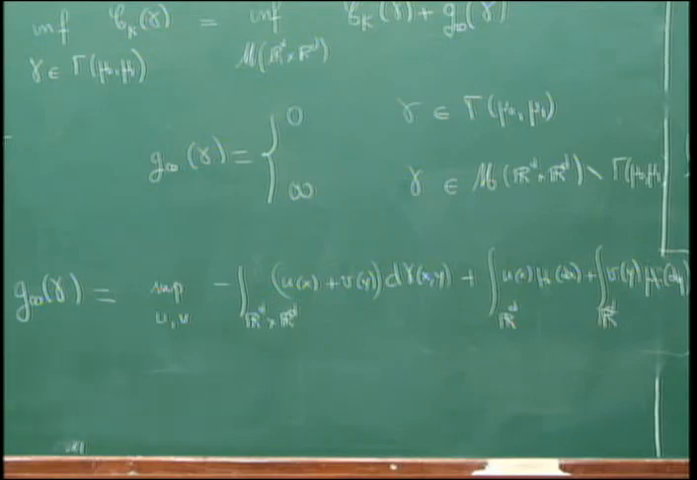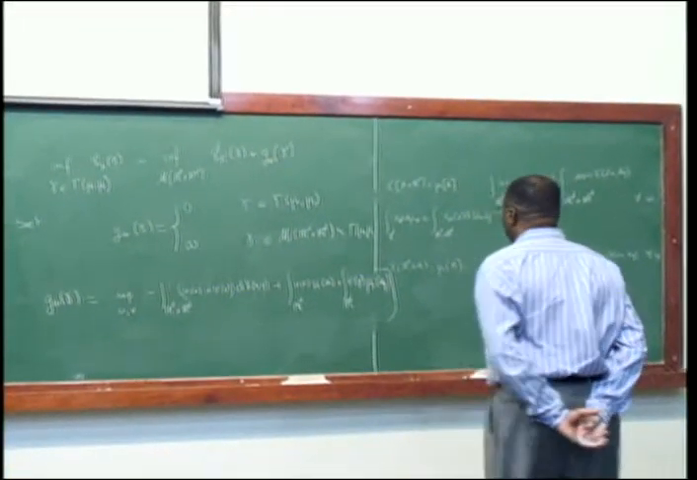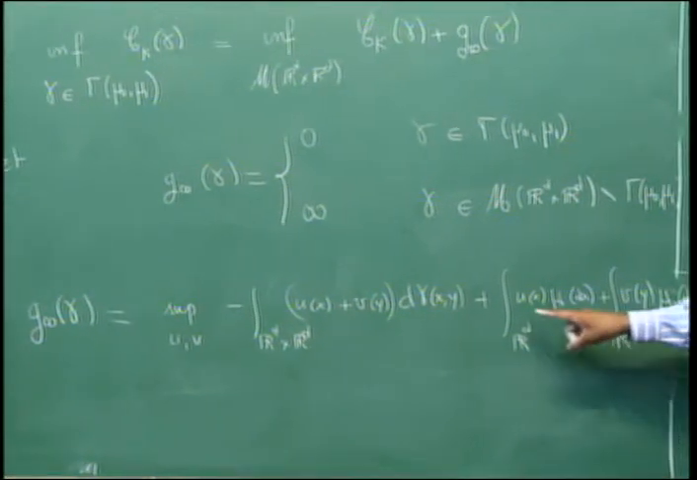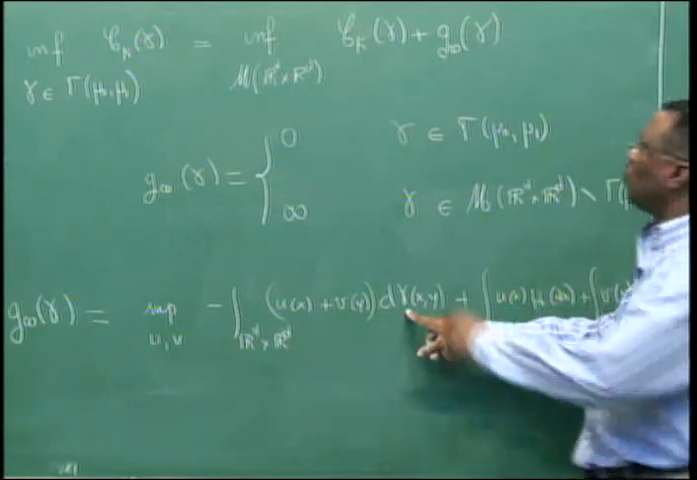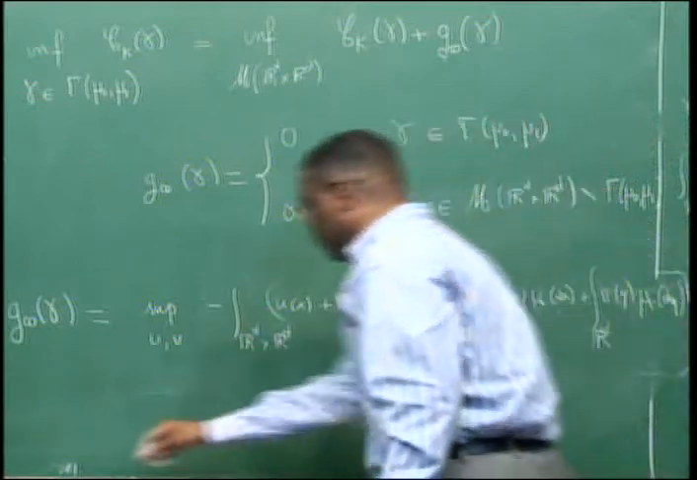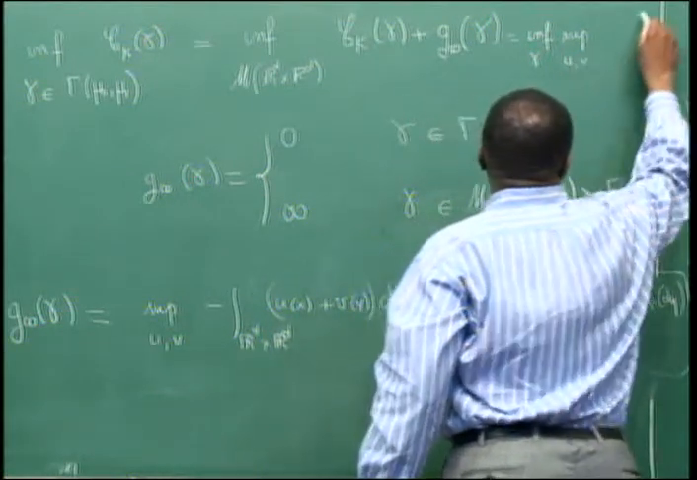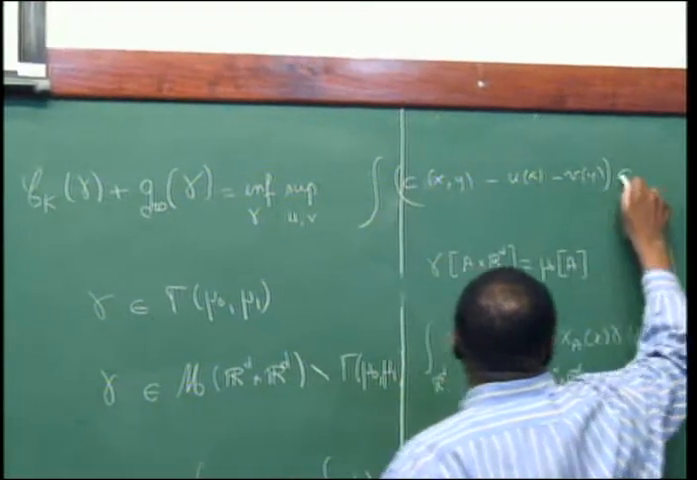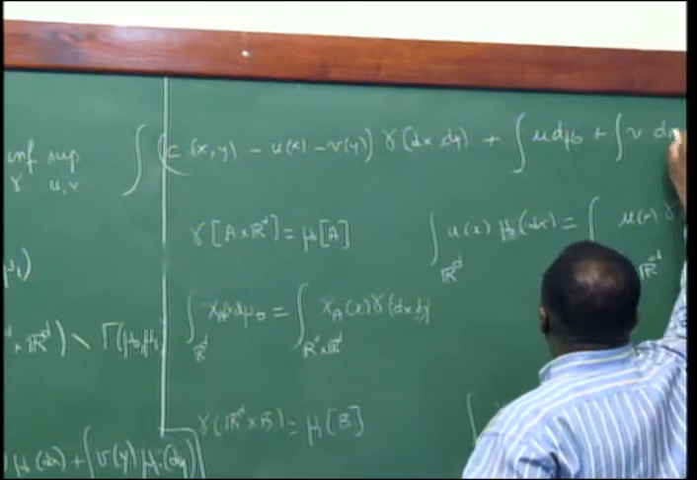So, yes? Yes, we can do that. But let me say one word because I have written. Now, plug in this G infinity, substitute the data here. Then you see this functional appearing. And you see the data appearing with gamma. So when I put these two together, I will have the infimum over gamma, sup over u, v, of the integral of c of x,y minus u of x minus v of y d gamma dx dy plus the integral of u d mu naught plus the integral of v d mu 1.